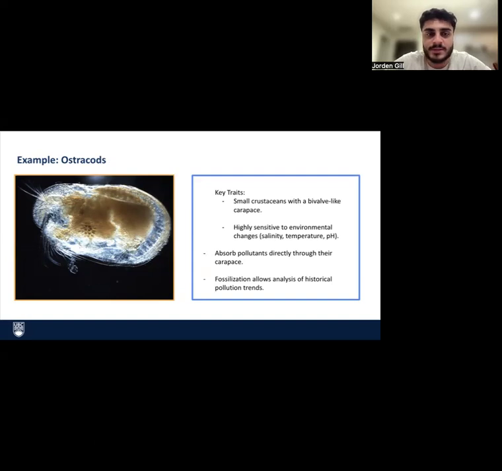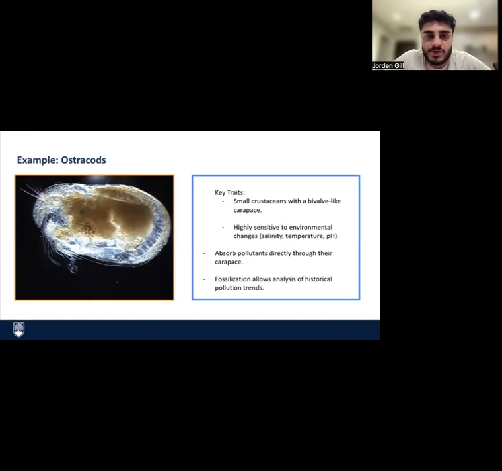Ostracods are often referred to as sea shrimp and are a fascinating class of crustaceans that serve as highly effective bioindicators. What makes ostracods unique is their bivalve-like carapace, which is not only protective but also absorbs and retains chemical pollutants from their environment. These organisms are particularly sensitive to changes in salinity, temperature, and pH, which make them reliable indicators for water quality. Furthermore, their distribution within aquatic environments can shift significantly in response to even the slightest variation in the parameters discussed prior.